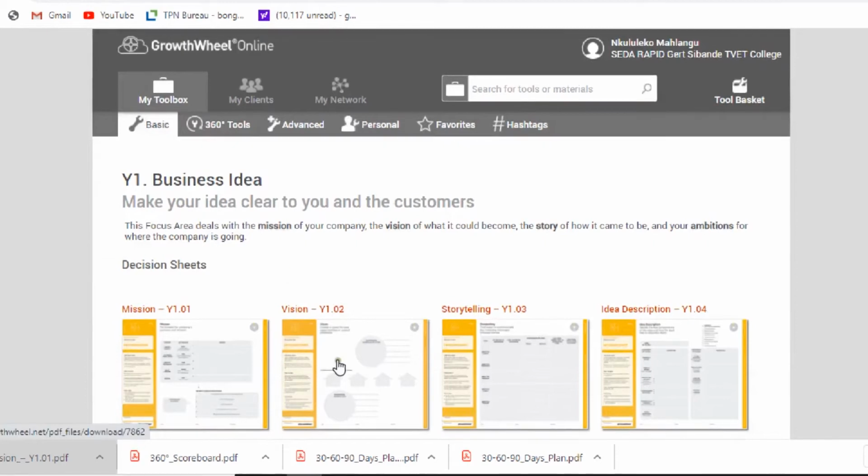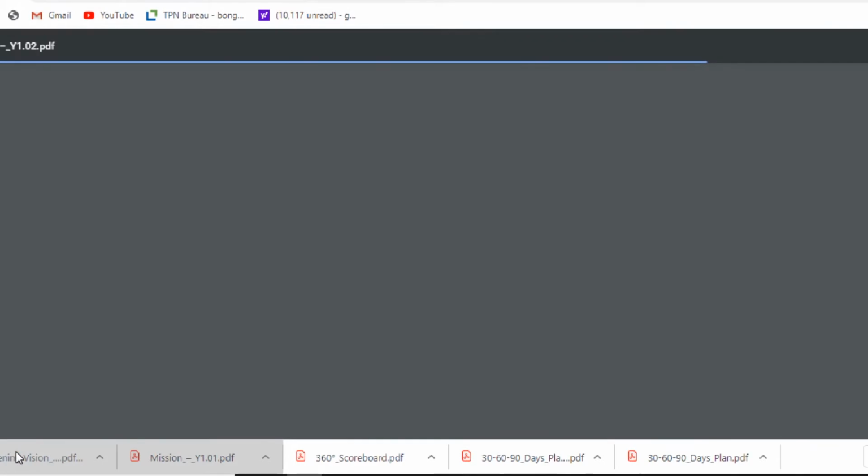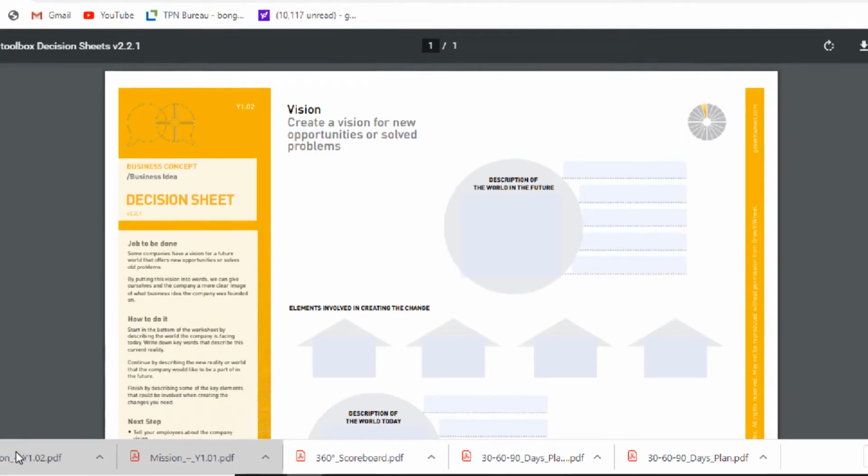Then the next one that we look at is your vision. You should be able to come up with a vision. We have already identified the mission. Now, from the mission, where do you go? It's the vision. Where do you want to see the business? Now, there are certain components that we look at, which are very, very key components.